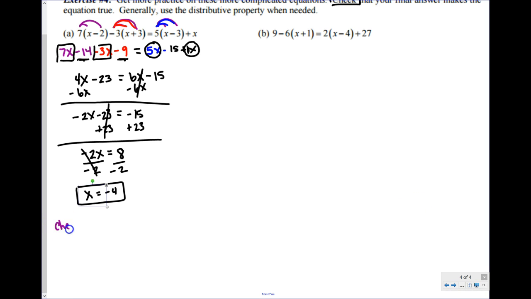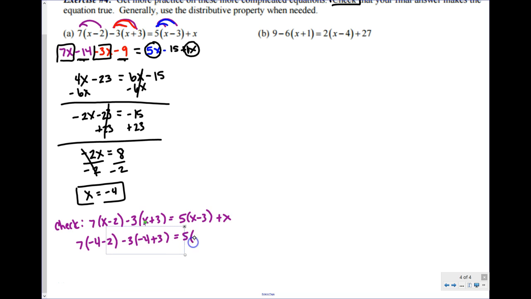So here's my check. My original equation is 7 times x minus 2 minus 3 times x plus 3 equals 5 times x minus 3 plus x. Wherever I see an x, what am I going to put? A negative 4. So 7 times negative 4 minus 2 minus 3 times negative 4 plus 3 equals 5 times negative 4 minus 3 plus negative 4.